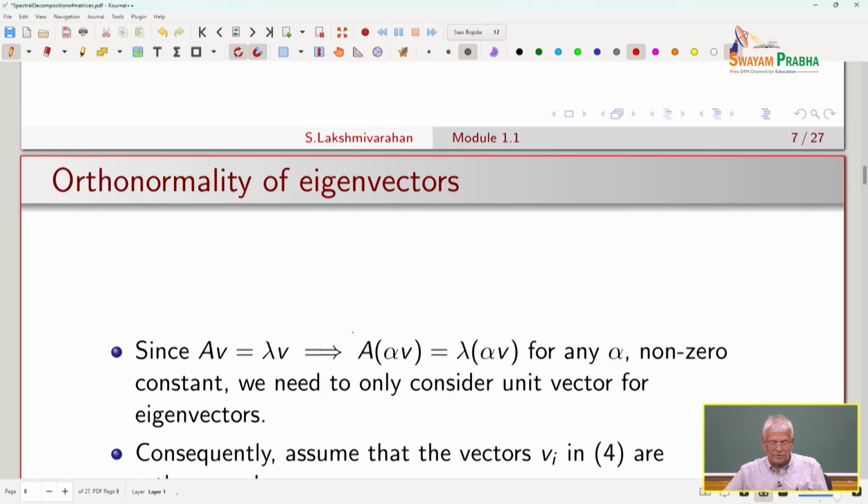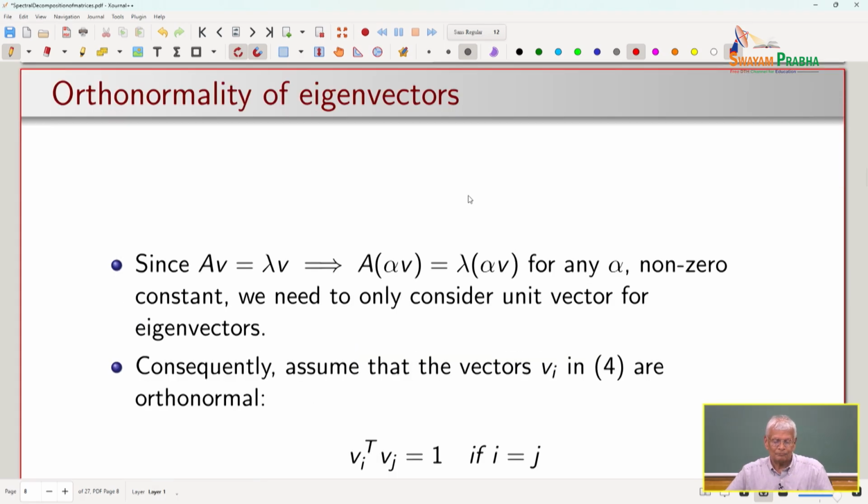Again, I am taking this for granted. I am going to show you some of these properties very quickly. Orthonormality of the eigenvectors. Why do we assume, without loss of generality, that eigenvectors can be orthonormal? A V is equal to lambda V. If I multiply both sides by alpha, for any non-zero alpha, the equation is preserved. So I can choose alpha to be 1 over the norm of V without loss of generality. Therefore, from now on, I am going to consider only eigenvectors which are unit vectors.